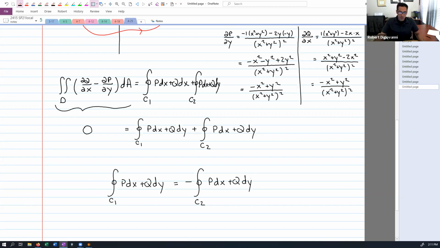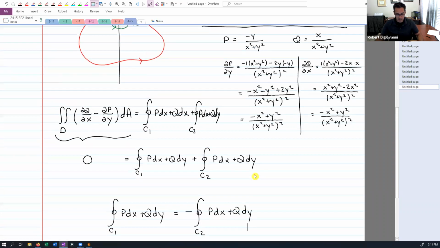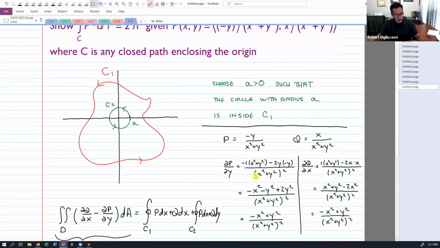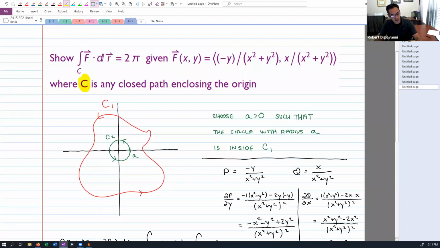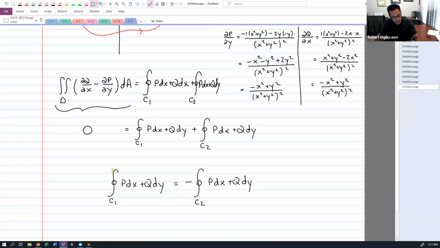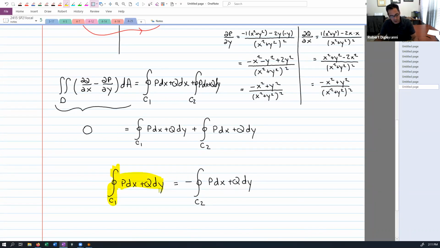Now, this is really good because we are trying to find, remember, we wanted to find C be any path, right, enclosing the origin. And for us, that was C1, all right? I called it C1 instead of C. And do you see that we actually have a way of doing that? We can find that integral, that line integral, so long as we can find this line integral. But what's good about this line integral in blue? What's the good news?